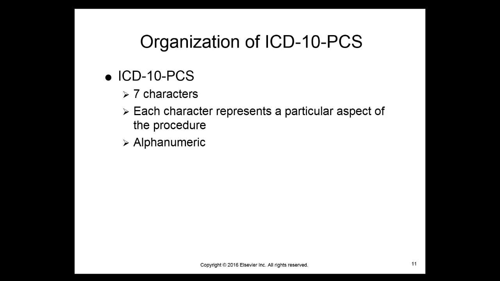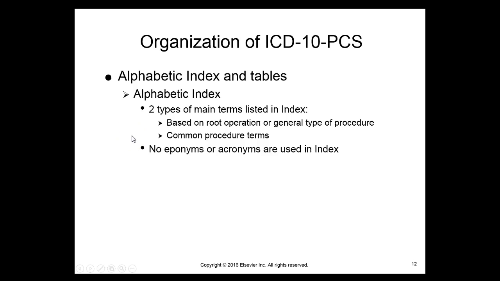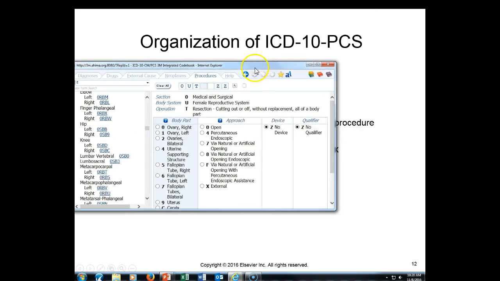Now, the structure of the procedural coding system codes. Every code is 7 characters. Each character has a specific aspect for that procedure, and the codes are alphanumeric. When we look at the alphabetical index, there are 2 types of terms. You can look up codes based on the root operation or the general type of the procedure. There are some common procedure terms. There are not any eponyms or acronyms used in the index. And so let's take a look at this.